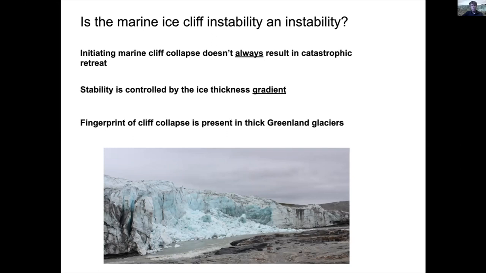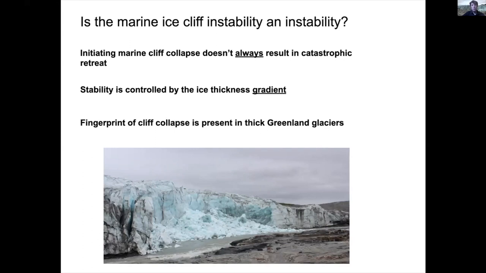And more importantly, perhaps, the stability is ultimately controlled more by the ice thickness gradient than the bed slope. And maybe the fingerprint of cliff collapse that we could use to project what's going on in Antarctica might already be present in a few thick Greenland glaciers.